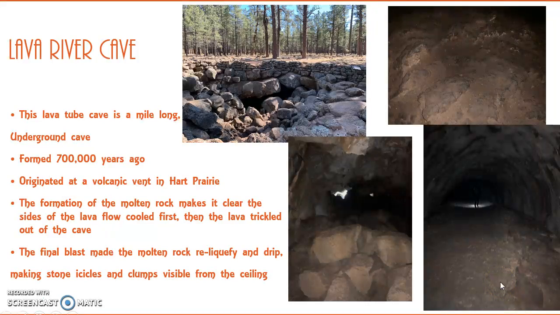And the final blast made the molten rock reliquefy and drip, making stone icicles and clumps of rocks on the ceiling. So this is when I was headed back out of the cave. This is the light, and this is the entrance. So there were a lot of rocks on the outside of it as well. Some of these look like they were set there just so it'd be visible by the public. And right here you can see the texture of the igneous rocks on the inside of the cave.